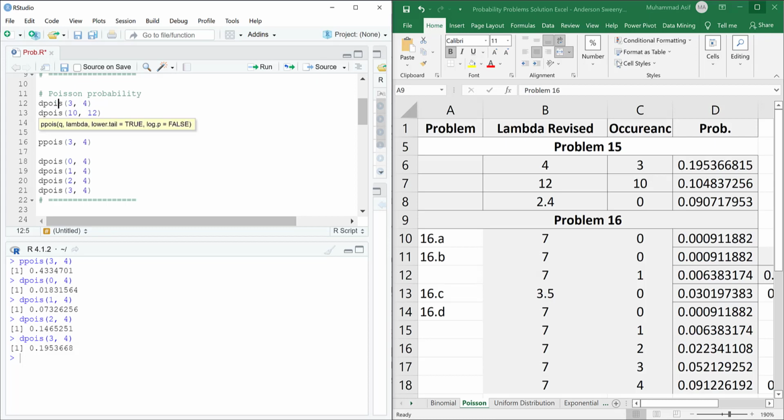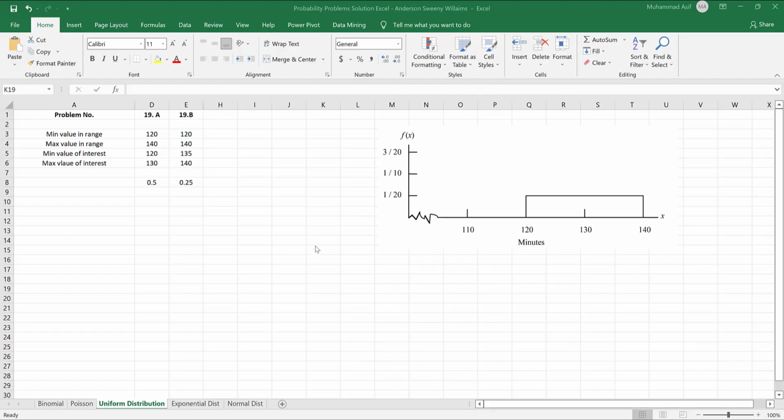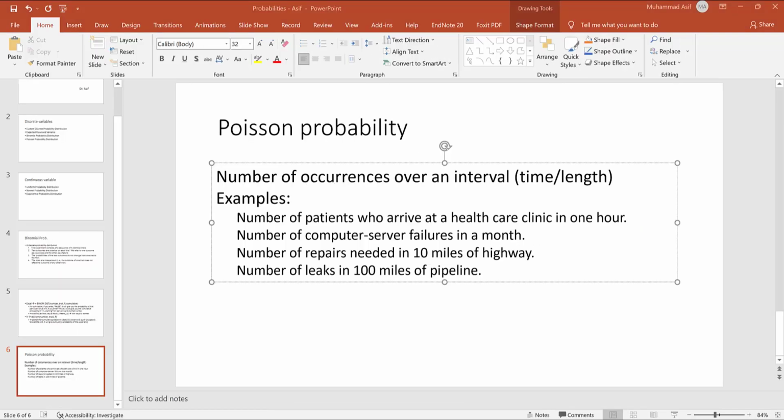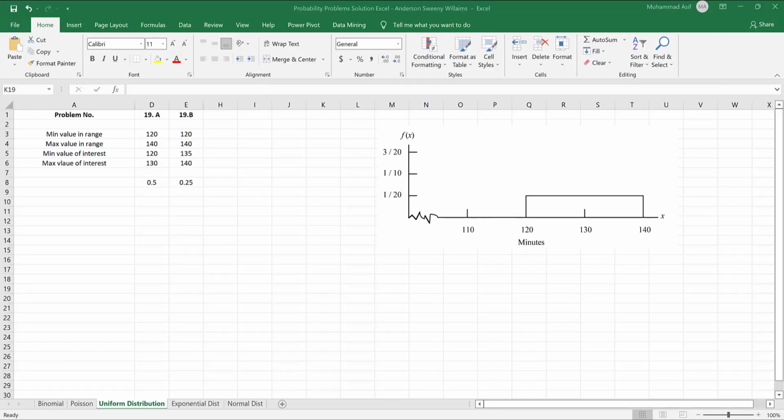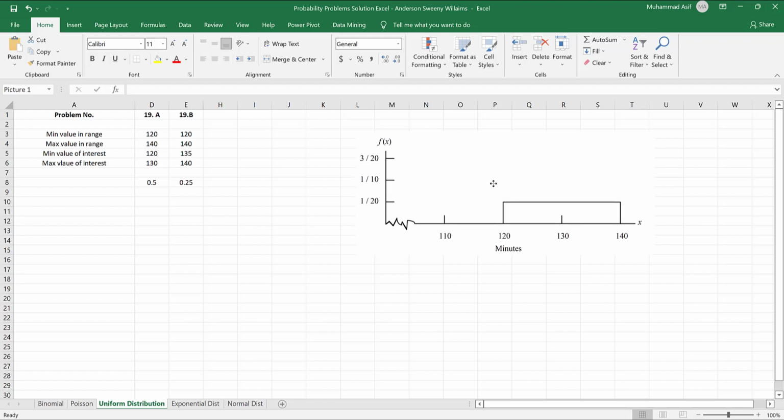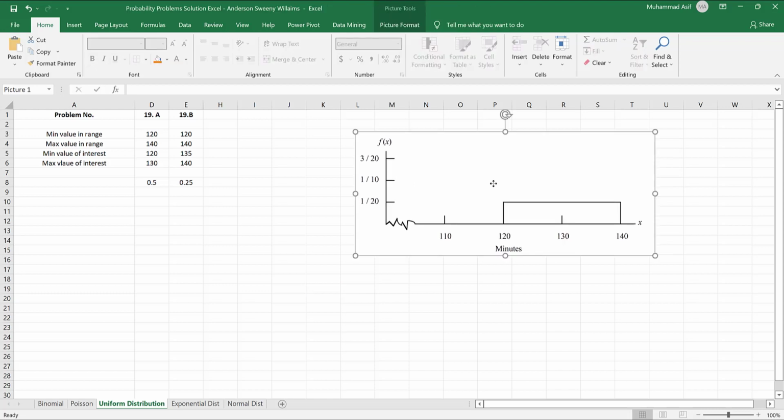The next probability is uniform distribution. Uniform distribution applies of course with a continuous variable, and it's a situation where there's a uniform probability, that is, the values are uniformly distributed. Further theoretical details can be found in the book, and in Microsoft Excel, but let's first see an example.